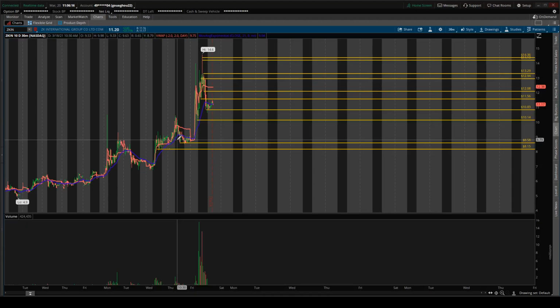Do we have some strength? Let's say lots of wicks to the downside, which means that price couldn't stay there. That means we had more buyers. Or you can look at the times and sales. Do we have more buyers, more sellers? At the same time, you can look at level 2, which is not as lagging as times and sales or the chart.